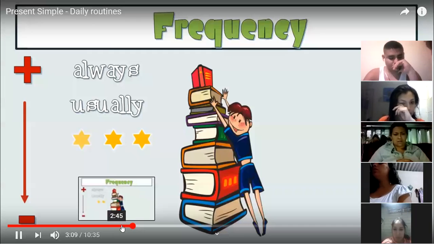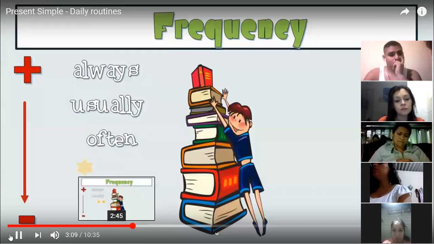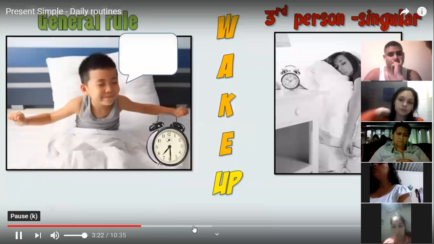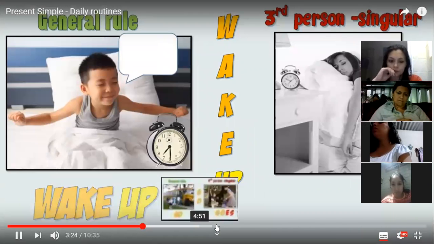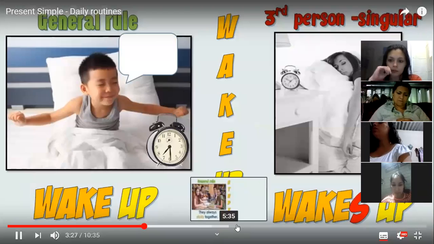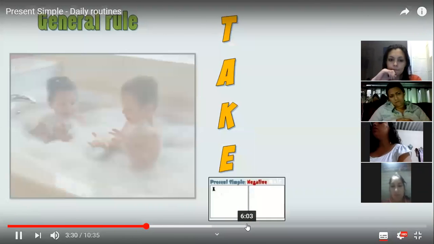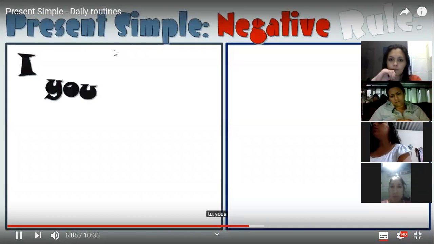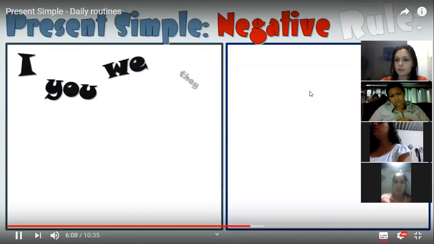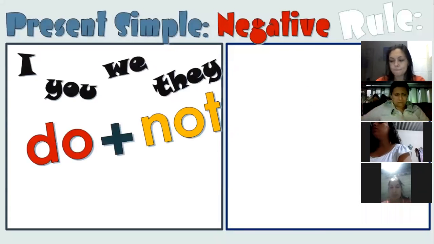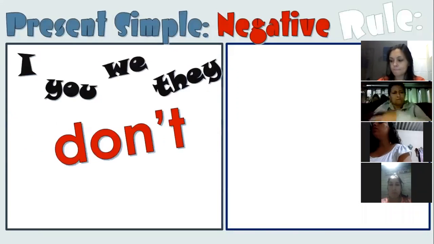I, often, sometimes, rarely. She wakes up late. Wake up. Wakes up. Take. General rule. Here's how to form the negative one. You. We. They. Do plus not, don't plus infinitive.